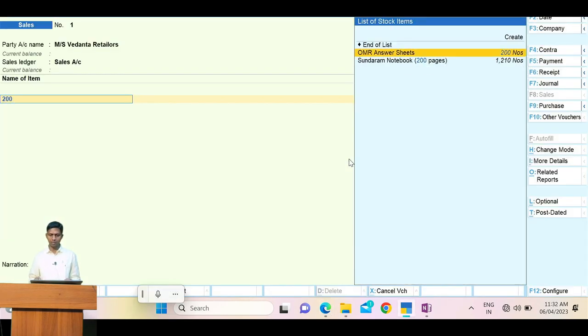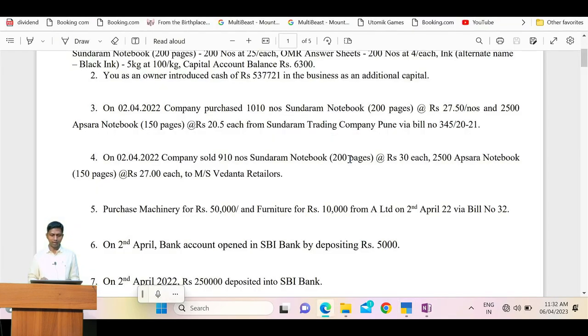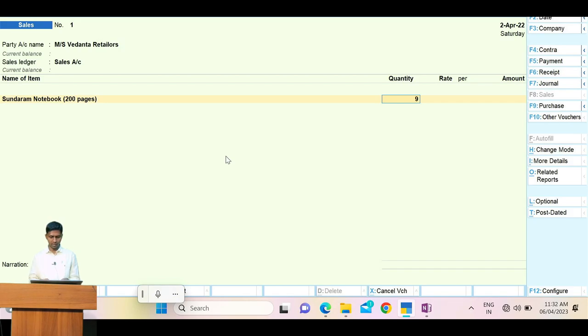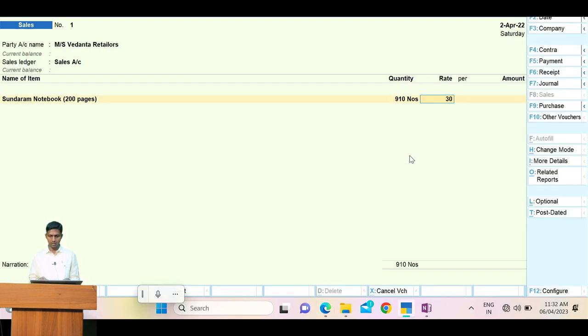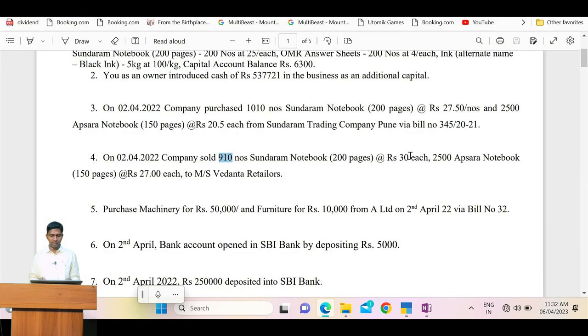Just type 200, you have Sundaram. S-U-N, you will get Sundar. And then how many books? 910 books you have sold. 910. At what rate? At 30 each. Enter. And then the next item.